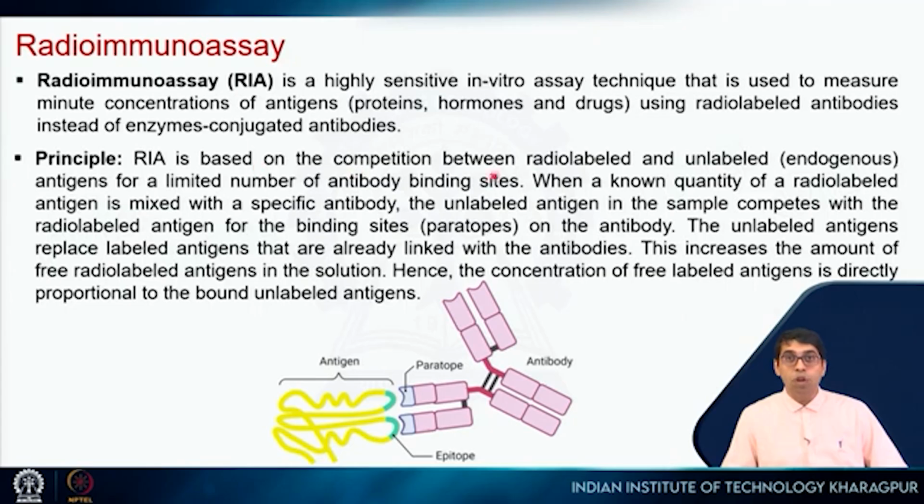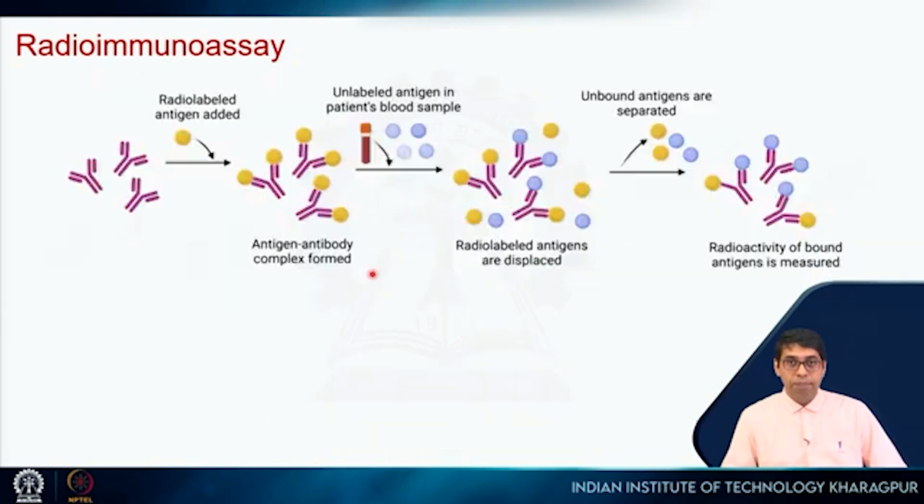It is based on the competition between radiolabeled and unlabeled antigens for a limited number of antibody binding sites, right. When a known quantity of radiolabeled antigen is mixed with a specific antibody, the unlabeled antigen in the sample competes with the radiolabeled antigen for the binding sites, or the paratopes. The paratopes are shown here on the antibody. The unlabeled antigens replace the labeled antigens that are already linked with the antibodies. This increases the amount of free radiolabeled antigens in the solution, and you measure that free radiolabeled antigen, and from there you get some amount. So you can quantify it.